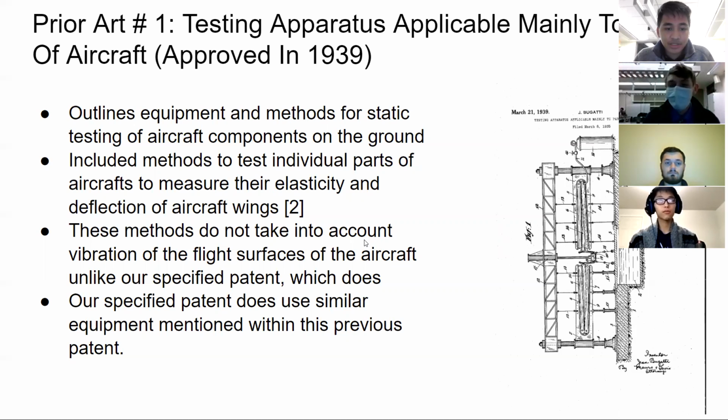And our specified patent does use similar equipment to what was mentioned in this patent article. Here was a picture on the right that was also in the patent that we looked at from 1939.